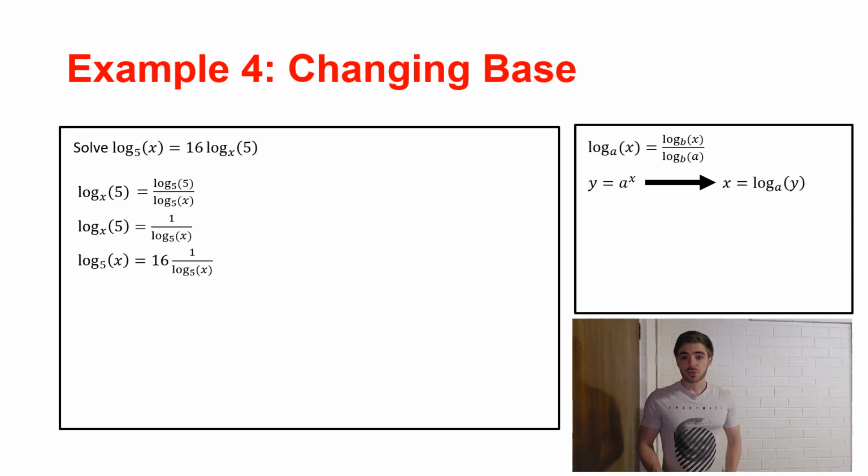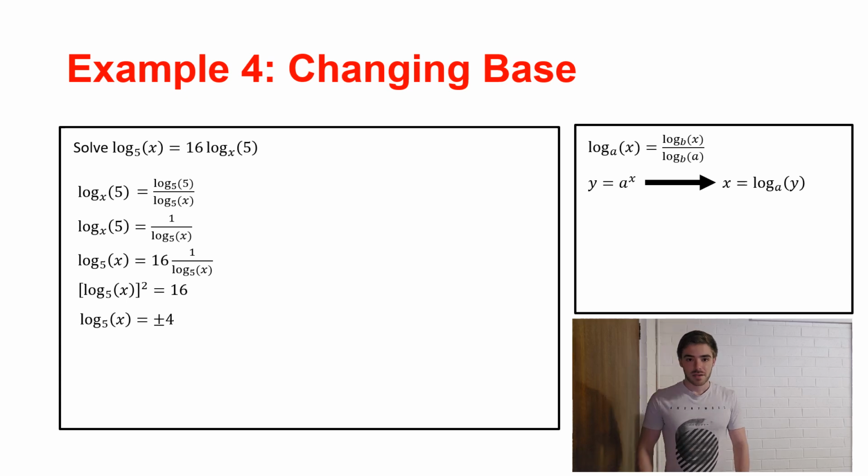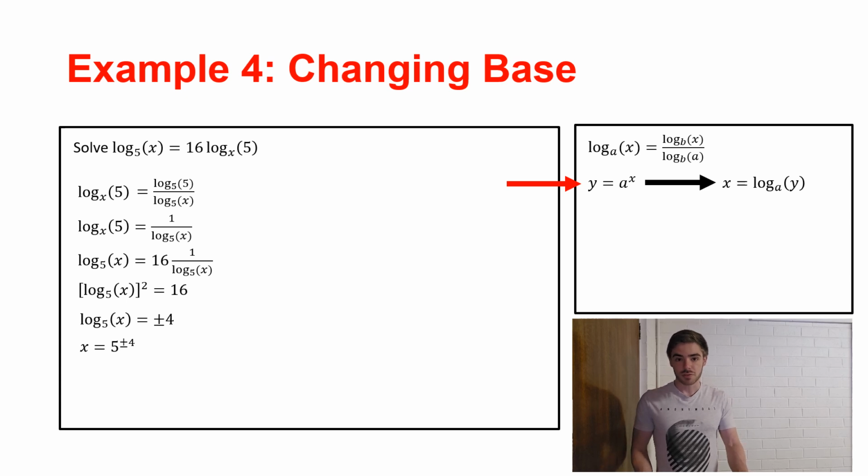Now from here, it's just pure arithmetic. To start with, we're just going to multiply both sides by our denominator. That's going to give us log 5 of x all squared. And then all we're going to do from there is square root both sides to cancel out that square, giving us plus minus 4 on the right-hand side. And then finally, converting to exponential form is going to give us 5 to the power of plus minus 4, which you can convert to individual answers of 1 over 625 and 625.